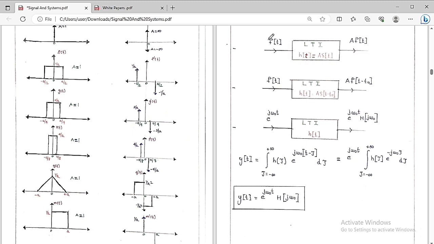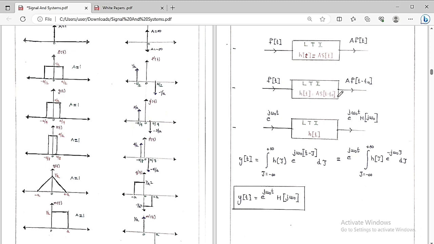Here if you see, the input is f of t and the output is a into f of t. So we can say the output is just the scaled version of the input. Therefore for this LTI system, if the impulse response is h of t equal to a into delta of t, and we give the input f of t, then the output is a scalar multiple a times f of t, which is a scalar multiple of the input function f of t.